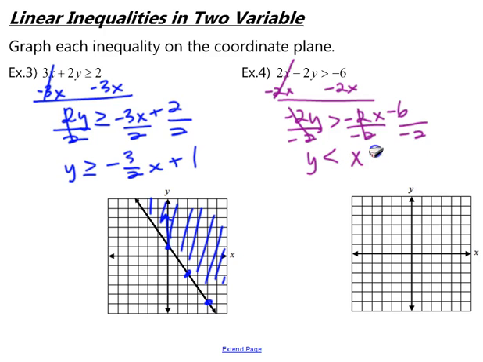Then we're left with x plus 3. So we can plot our y-intercept, positive 3, and then our slope is positive 1. After you get a few points, you can go ahead and plot your line. Just remember, this is going to be a dotted line. And then when we shade, y is smaller, so you find your y-intercept and you shade down everything below the graph.